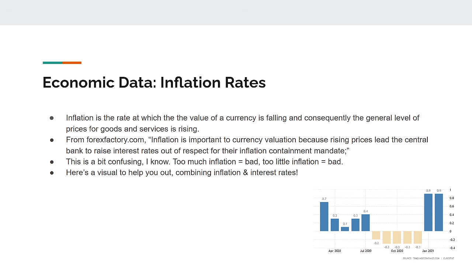Now, that is a bit confusing because, again, too much inflation is bad, because it really hurts the value of citizen money, right? But too little inflation is also bad. So please know, basically, if there's too little inflation, that means people are not spending their money. Consumer demand is low. That's bad for GDP. That's bad for growth. That's bad for potentially jobs, right? So deflation is also not good. So we're going to look at a visual in just a moment, but let's just know that basically too much inflation equals bad, and too little inflation also equals bad.